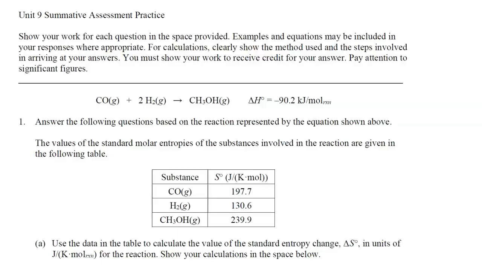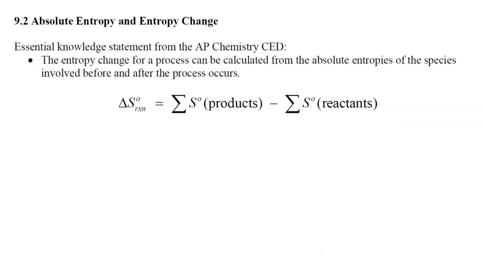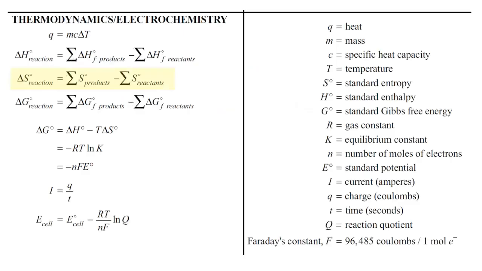So this question falls under topic 9.2, absolute entropy and entropy change. The entropy change for a process can be calculated from the absolute entropies of the species involved before and after the process occurs. So you can see it takes the general form of products minus reactants. And if you look on the AP Chemistry equations and constant sheet, you will find this equation listed in the section entitled Thermodynamics and Electrochemistry.